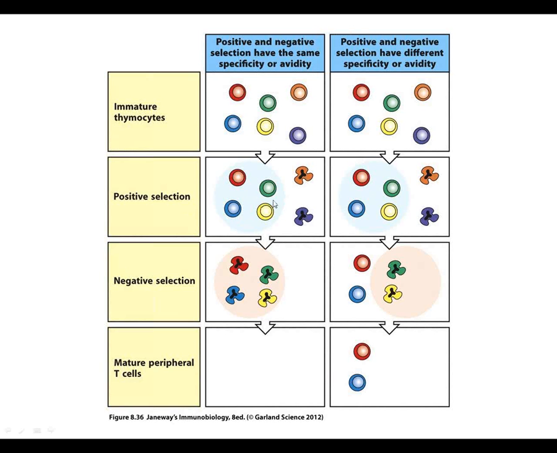But then we know it can recognize your MHC, but if it recognizes your MHC with self, then they're going to be negatively selected. Those are autoreactive. You don't want those. You want those killed off. So those are negatively selected at that point. And then only the ones that recognize MHC with low avidity and do not recognize MHC with self-protein loaded are going to become mature peripheral T cells, mature naive peripheral T cells.